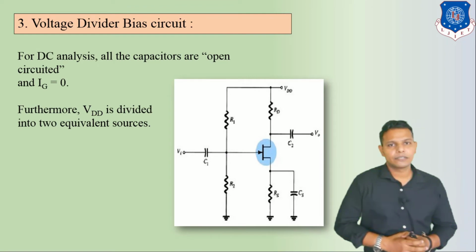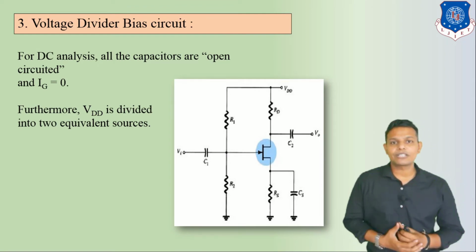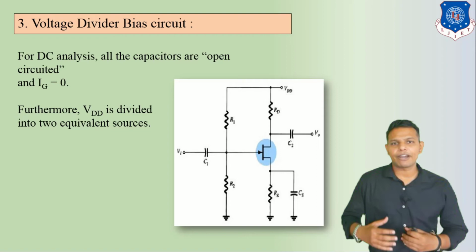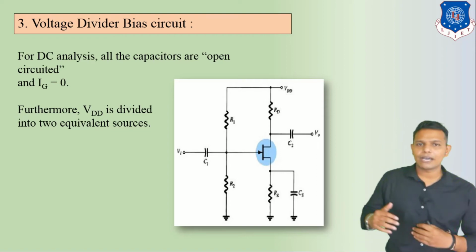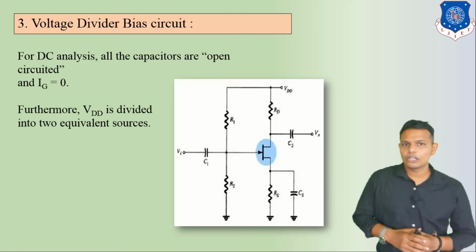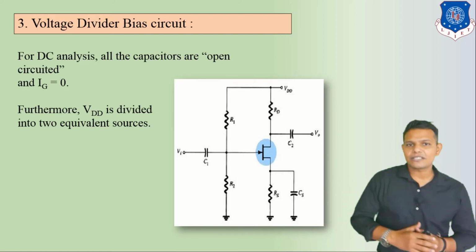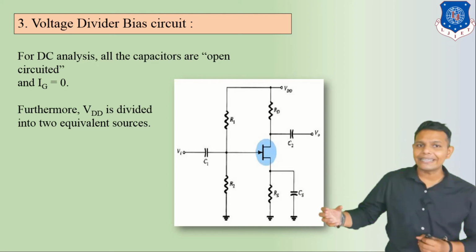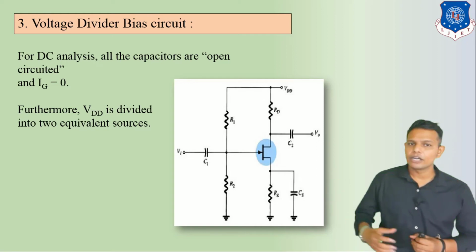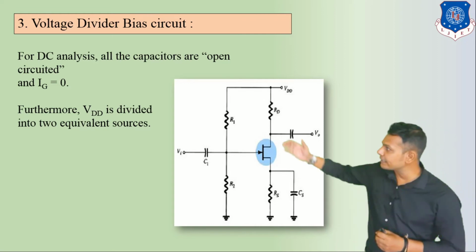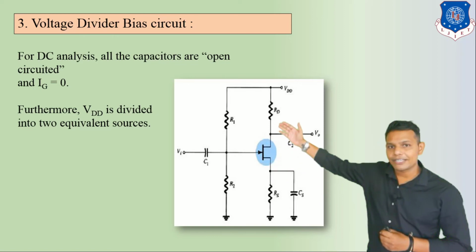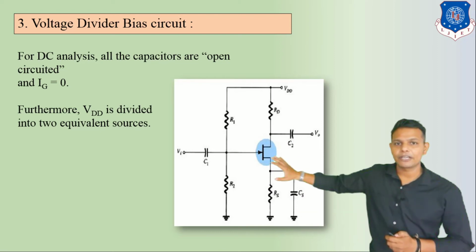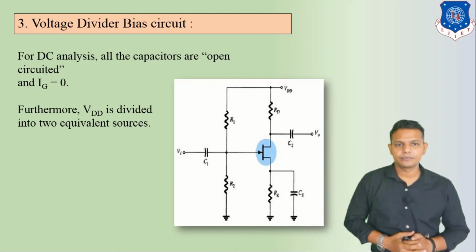Now the latest circuit, which is mostly used in amplification, is known as the voltage divider bias circuit. So here we are also using DC analysis. So all the capacitors are open circuited and IG becomes 0. Furthermore, VDD is divided into two equivalent sources. And also we can see in this circuit diagram, these resistors are divided into R1 and R2. So this becomes voltage divider bias.